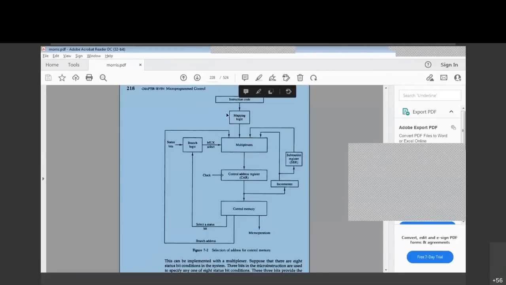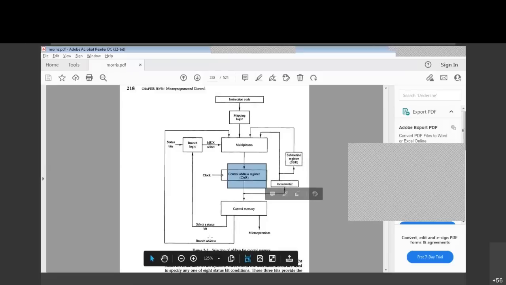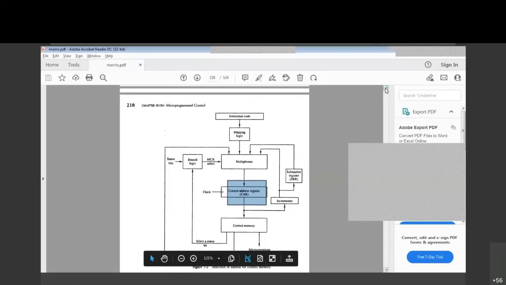And the last one was mapping logic. Mapping logic means that from the instruction code itself, you carry out some kind of mapping in such a way that your opcode gets converted to a particular address, and that is stored in the CAR. Okay, so this was all about address sequencing.